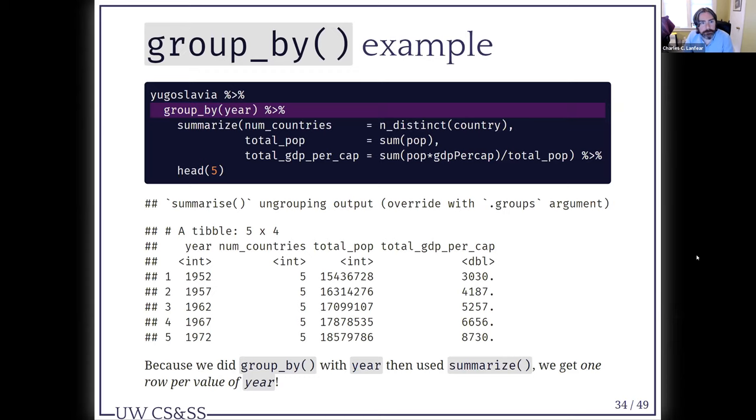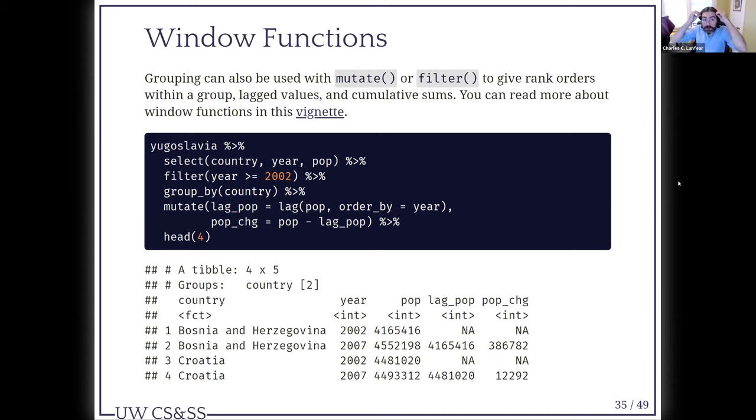So that works. Other things that are useful in dplyr, mutate, and summarize are window functions. Window functions are special types of functions that operate within a window or a segment of your data, usually determined by a group, to calculate special things like lagged values, cumulative sums, or rank orders. To get more on them, you can link to this vignette on window functions, but here's an example.